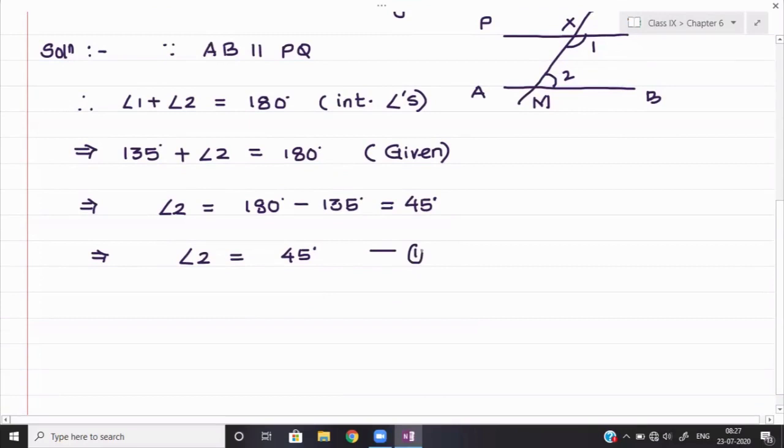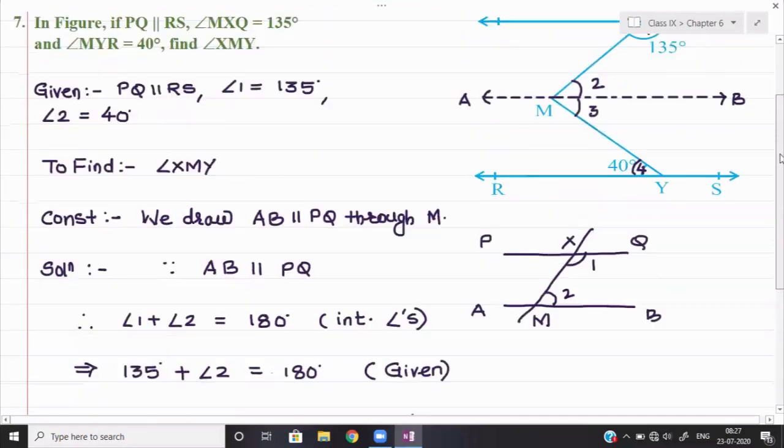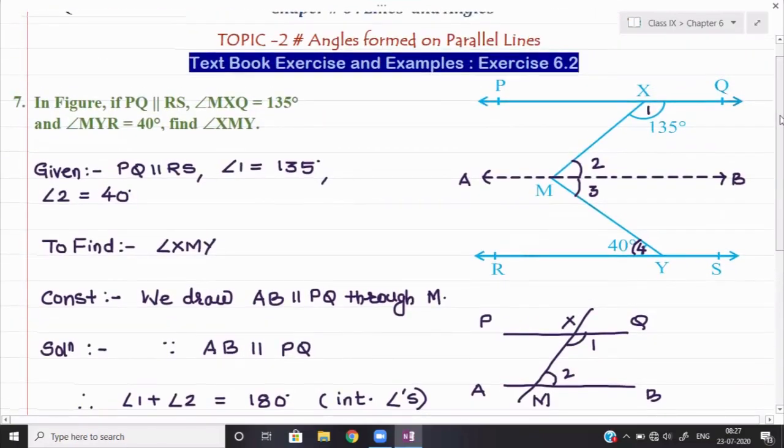Correct till here? Now let us see another pair of parallel lines. We know one fact: if two lines are parallel to the same line, then they are parallel to each other. So first of all, PQ and RS are parallel, it is given in the question. AB and PQ are also parallel because of the construction. So AB and RS are parallel to PQ, so PQ is a common line between them. It means AB and RS will also be parallel to each other.